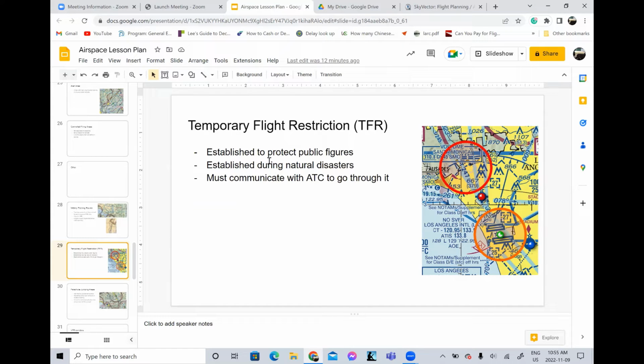Also, you can find these near football stadiums or baseball stadiums in order to keep people safe. Usually, you can talk to ATC and they'll clear you through the TFR. However, if you don't talk to ATC and you accidentally bust the TFR, you're likely to be intercepted or detained for questioning. And depending on the reason for the TFR, the punishments could become more severe. So make sure you do a weather briefing and check when the TFR is active and when it's not active.